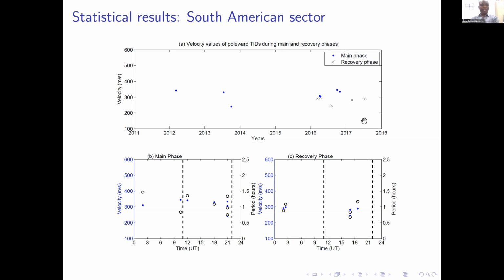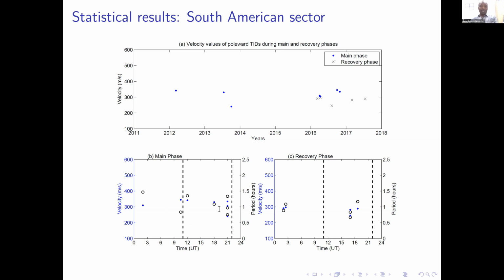And then we have some kind of, although there are not many, but the number increases from 2016 up to about 2018. Now, in the plot in B, what we have done is combine all the results for the main phase. And in this case, the velocity is plotted as the blue dots, and the period in hours is plotted as open circles. And of course, this period tells us whether we are looking at medium scale or large scale. And then we do the same for the recovery phase. And in the recovery phase, you can see we have two cases of this kind of waves which seem to be appearing during nighttime, but otherwise, most of the cases appear during local daytime. We know that the local time is about UT -5 in South America.